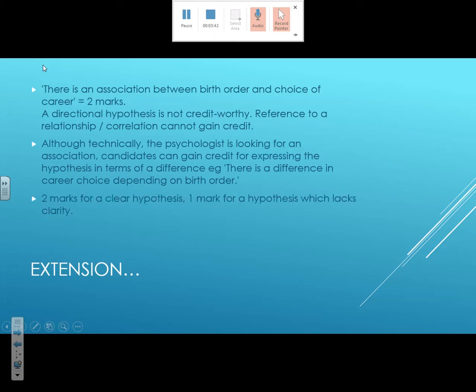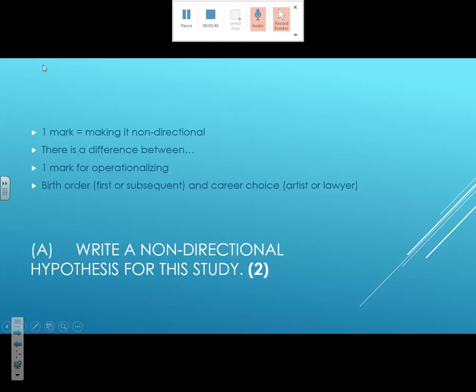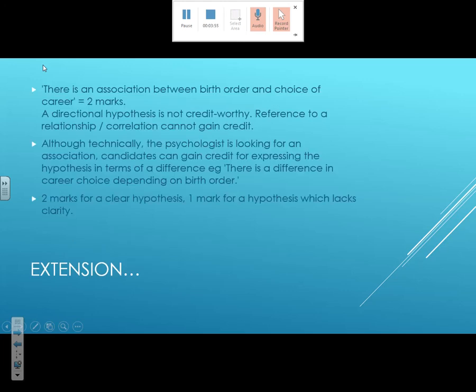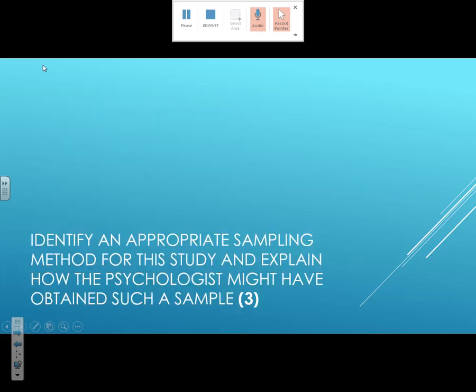You get 2 marks for a clear hypothesis and 1 mark for a hypothesis which lacks clarity, which means that you didn't operationalise. So you didn't mention birth order, first or subsequent, and you didn't say career choice, artist or lawyer. So you may have only got stuck with that one. Hopefully not, because we've gone over that loads now. So please just keep that in your memory.